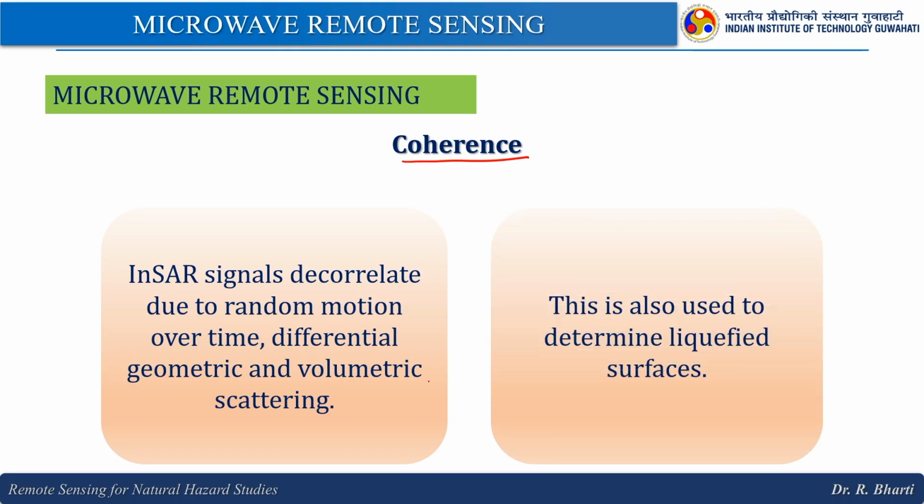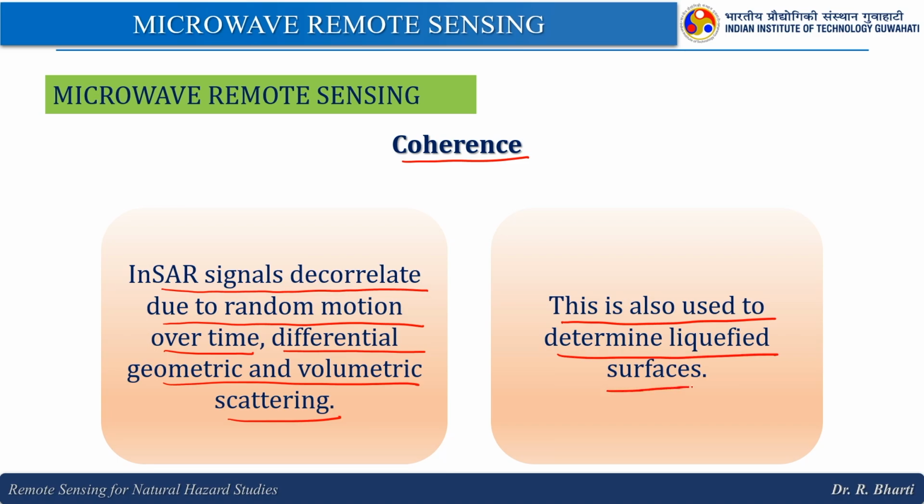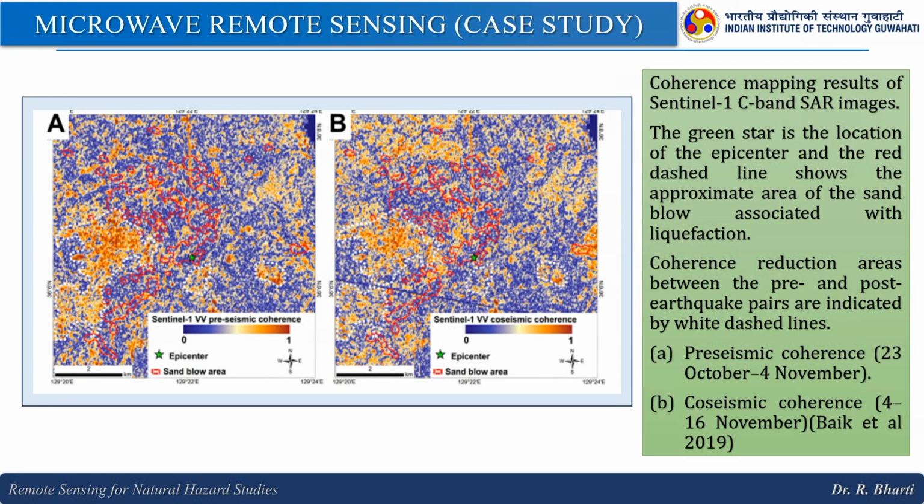Then we calculate the coherence. Here, InSAR signals decorrelate due to random motion over time, differential geometric and volumetric scattering, right. That will give you the coherence. This is also used to determine liquefied surfaces, and it has been utilized in various studies to identify liquefiable zones. Here you can see the coherence image result from Sentinel-1C data. This is using microwave remote sensing to identify the locations which are susceptible to liquefaction.